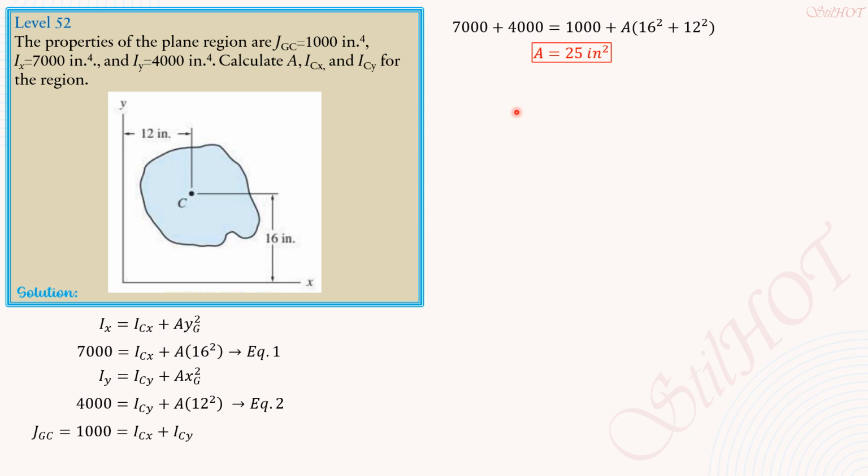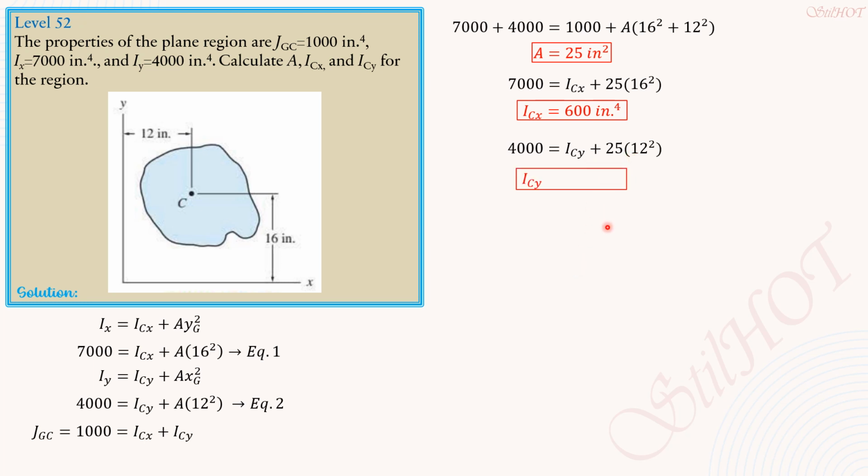Then substitute in equation 1 to solve for Icx. 7000 equals Icx plus 25 times 16 square. So Icx is equal to 600 inches to the fourth. Then into equation 2 to solve for Icy, 4000 equals Icy plus 25 times 12 square. So Icy is equal to 400 inches to the fourth.